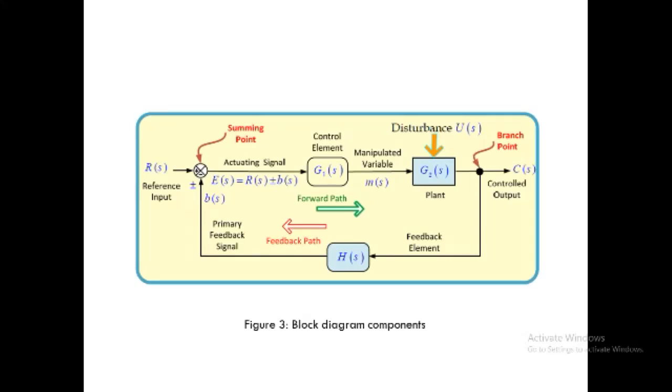So here R(s) is the input of the system, C(s) is the controlled output of the system, and one feedback element from G2(s) back to the summing point, that is H(s), is provided. This summing point is indicated as E(s) = R(s) ± B(s), where B(s) is the feedback signal. See that one disturbance is also added, that is U(s), in this diagram.